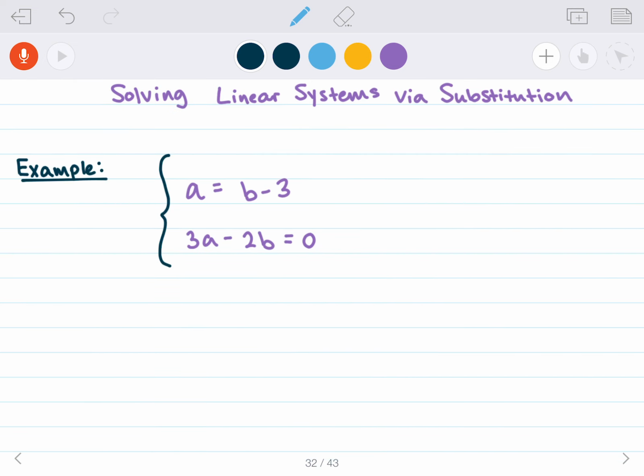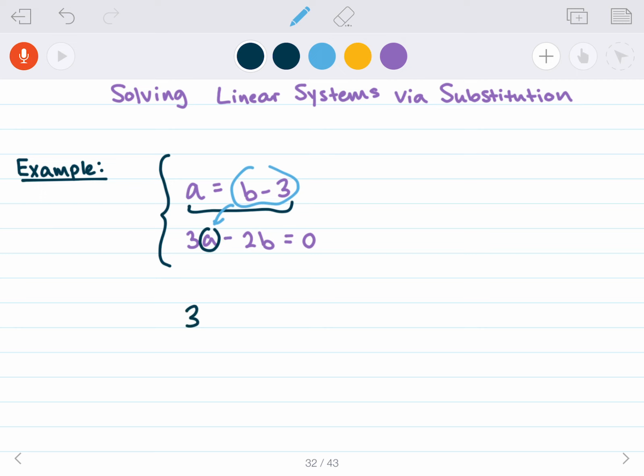All right, let's try some more. So this time my variables are a and b instead of x and y, but that's okay. We don't have to use x and y. Here a is already by itself, so that's the thing I'm going to be plugging in because it's easier to just plug it right in. So since a is equal to b minus 3, I can plug in b minus 3 right in here for a into my second equation.